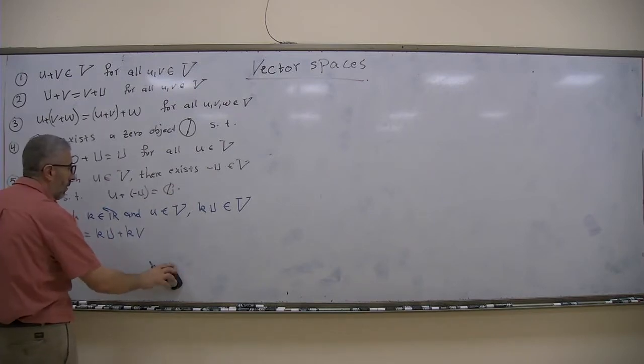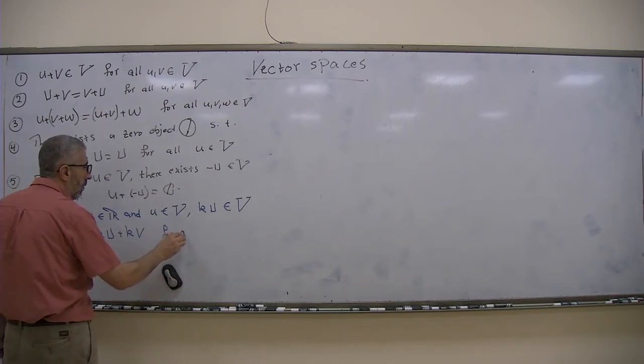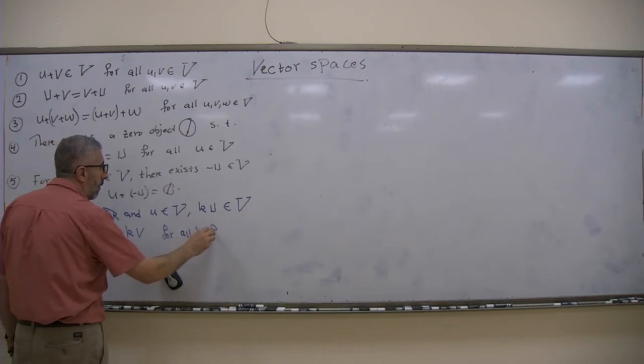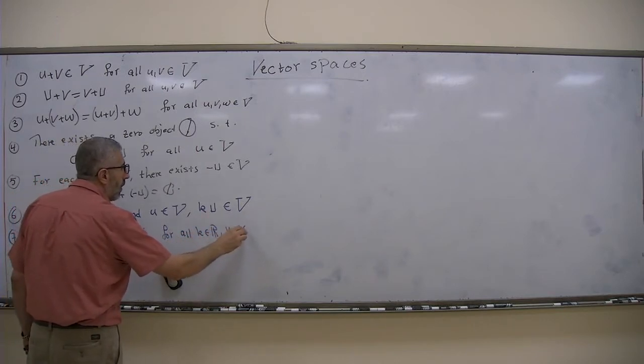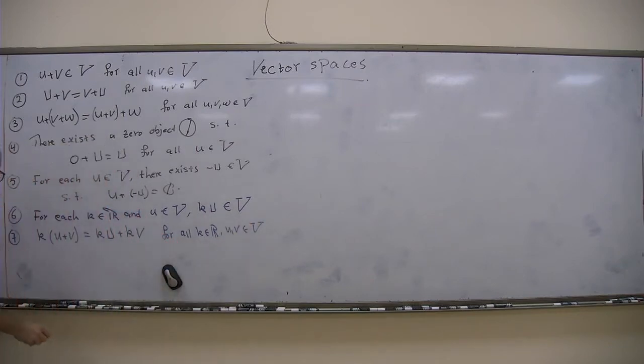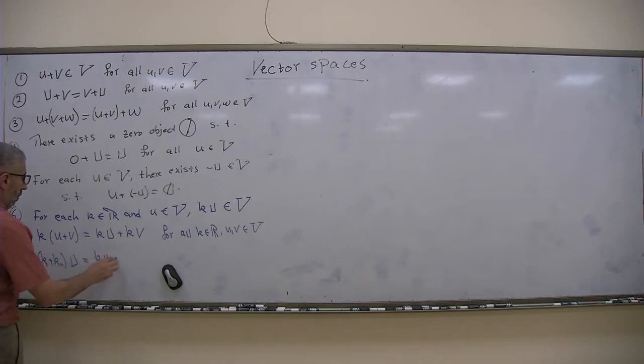Again, for all k in R and u, v in V. Number 8, we want (k1 plus k2) multiplied by u to be the same as k1u plus k2u. So here you have the sum of 2 scalars, then you multiply by a vector. That should be the same as if you multiply the vector by the first scalar, the vector by the second scalar, and you add them.